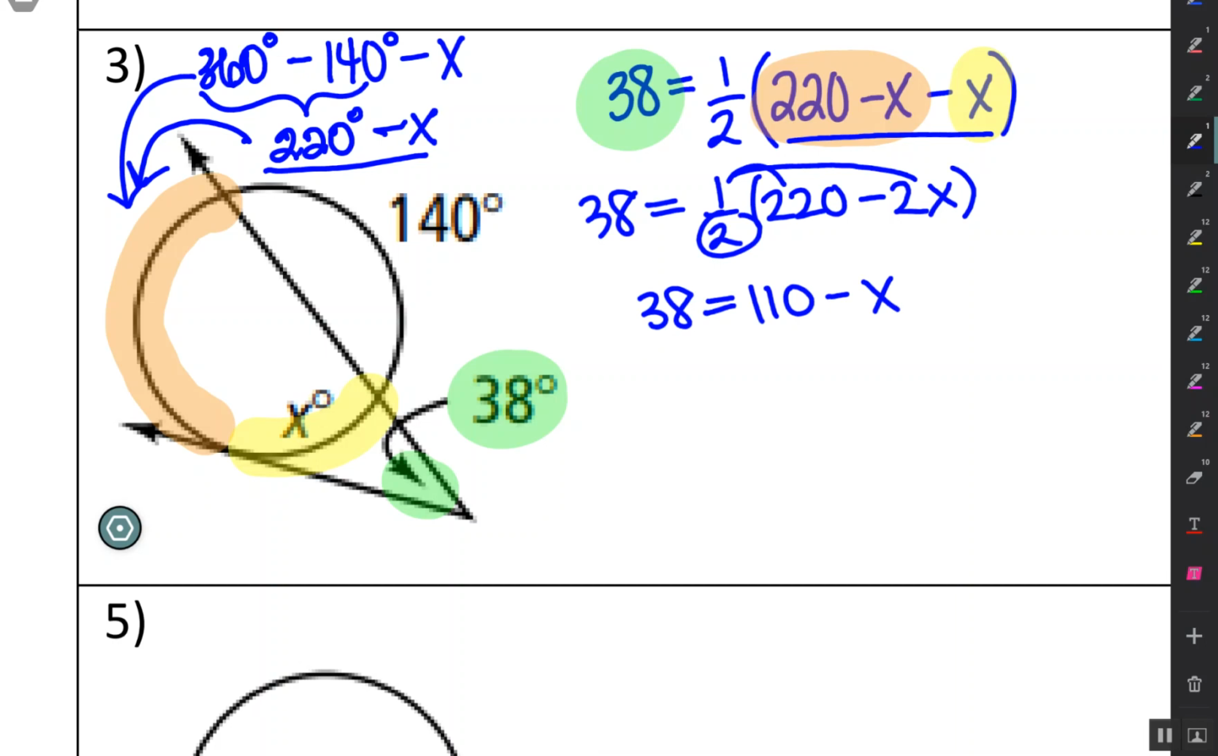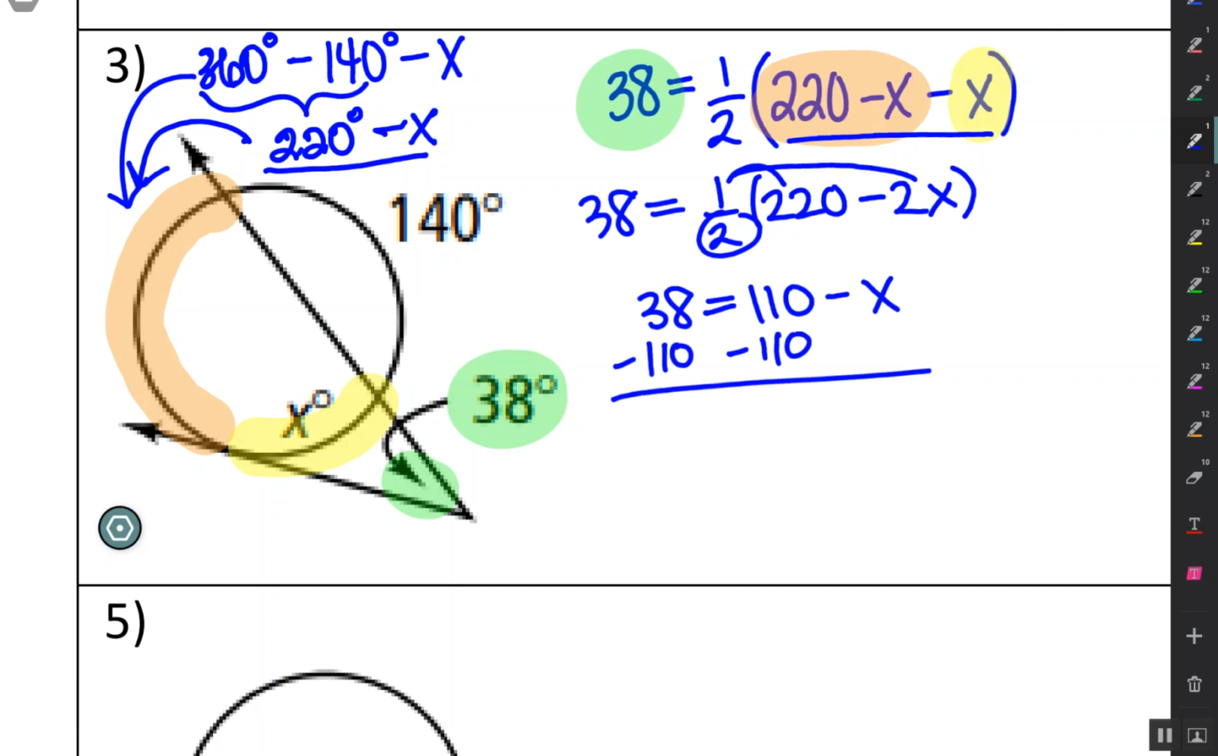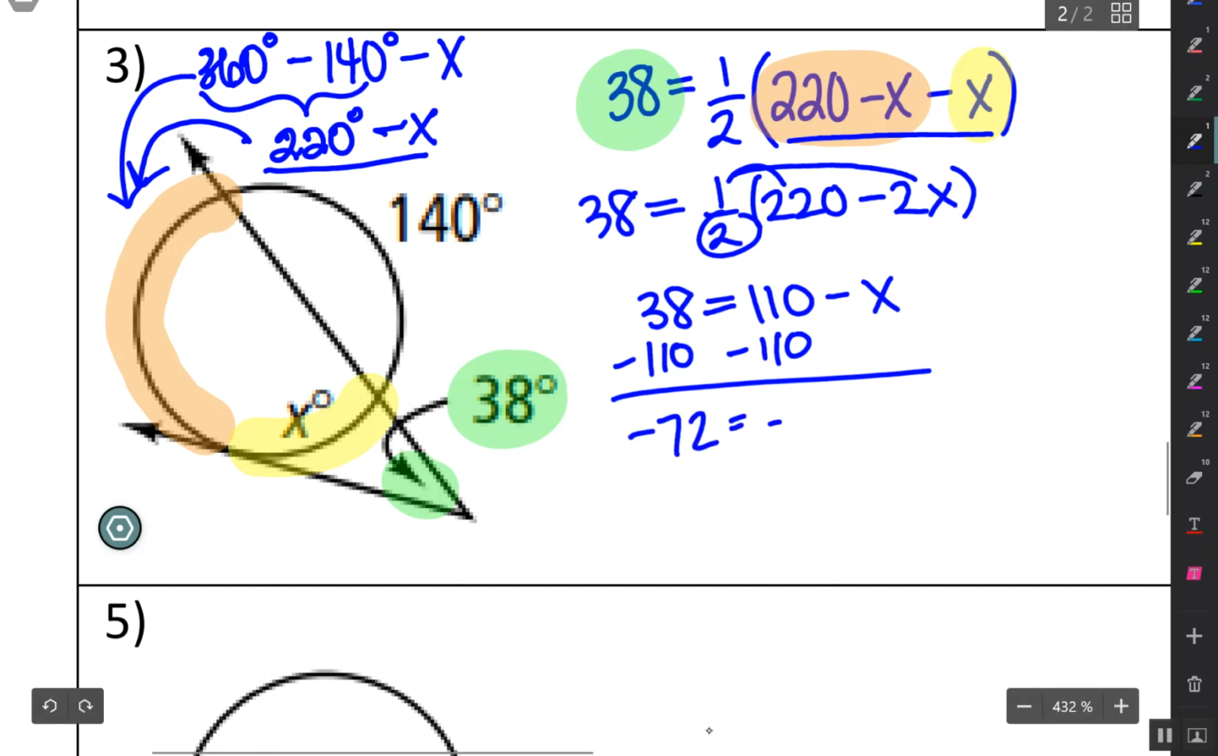Okay, and subtract 110 and then take the opposite of that, or you could just do 110 minus 38 and that'll give you the answer. If you do it this way, you're going to get negative 72 is equal to negative x, or 72 is equal to x. So 72 degrees was our answer.